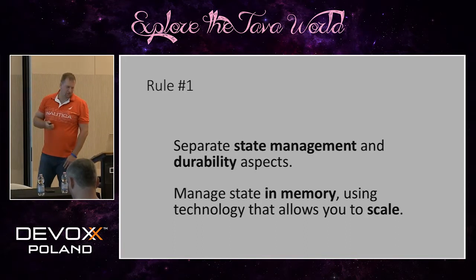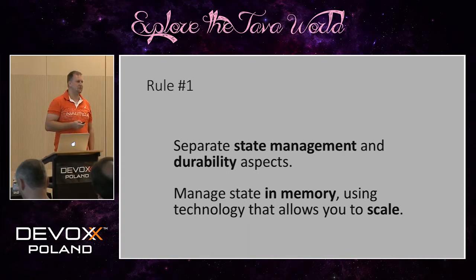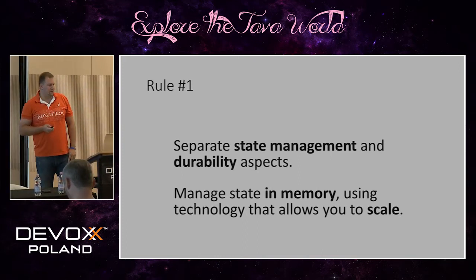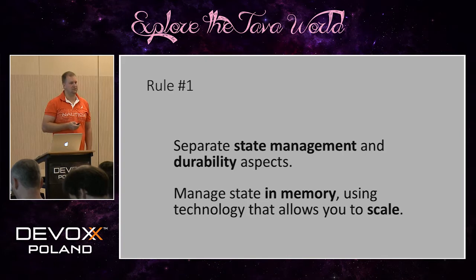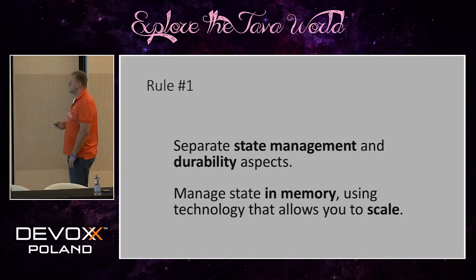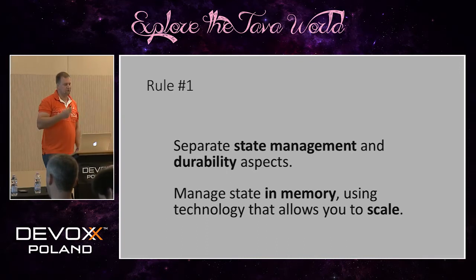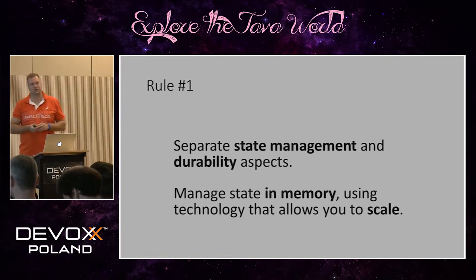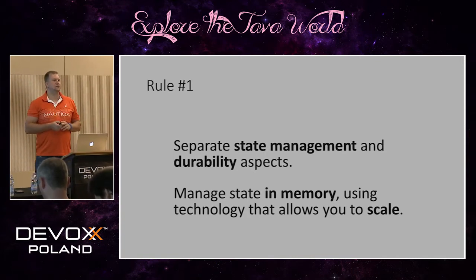One, you should really separate state management and durability aspects. I'm not saying they have to be using separate technologies, but you should be thinking about them separately. So ideally, you should be managing state in memory using technology that allows you to scale, because once you have it in memory, and memory is cheap enough these days to do it, even for fairly large applications, the access to it is faster, right? We can do a lot more than we can do if we have to go to disk. And realistically, even databases manage most of the data that you're accessing in memory because they cache a lot of stuff internally, right?